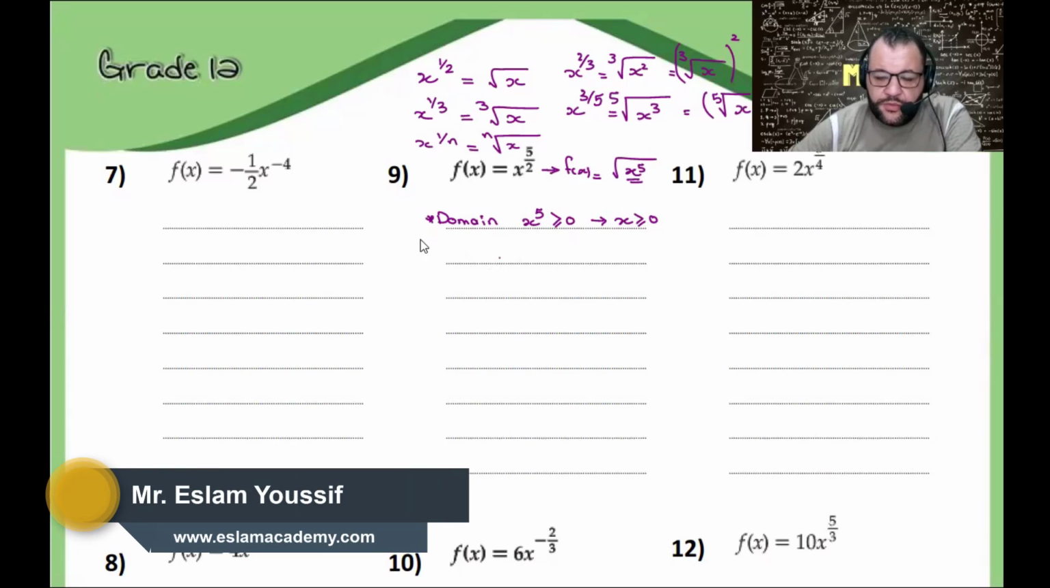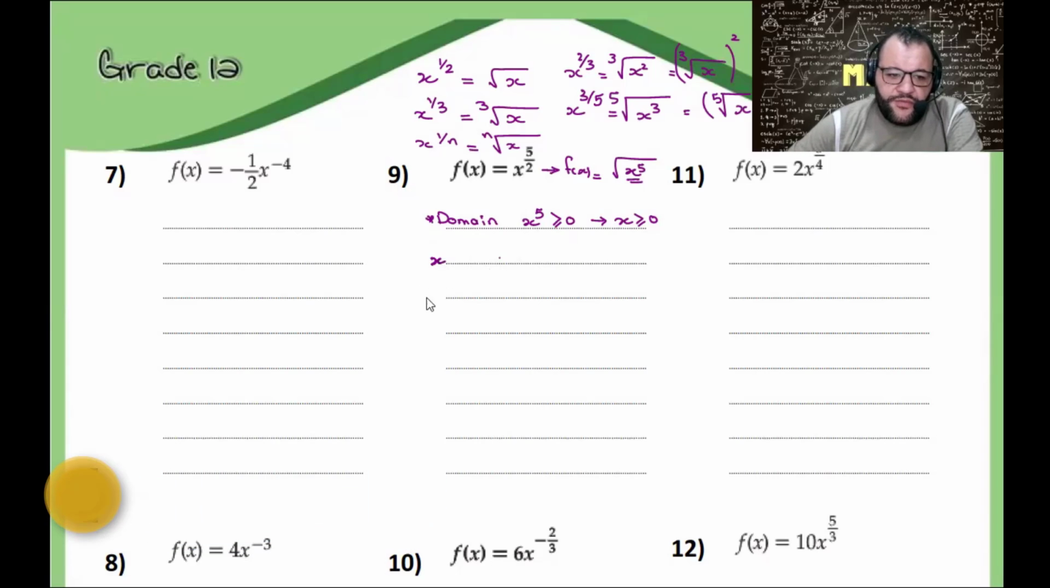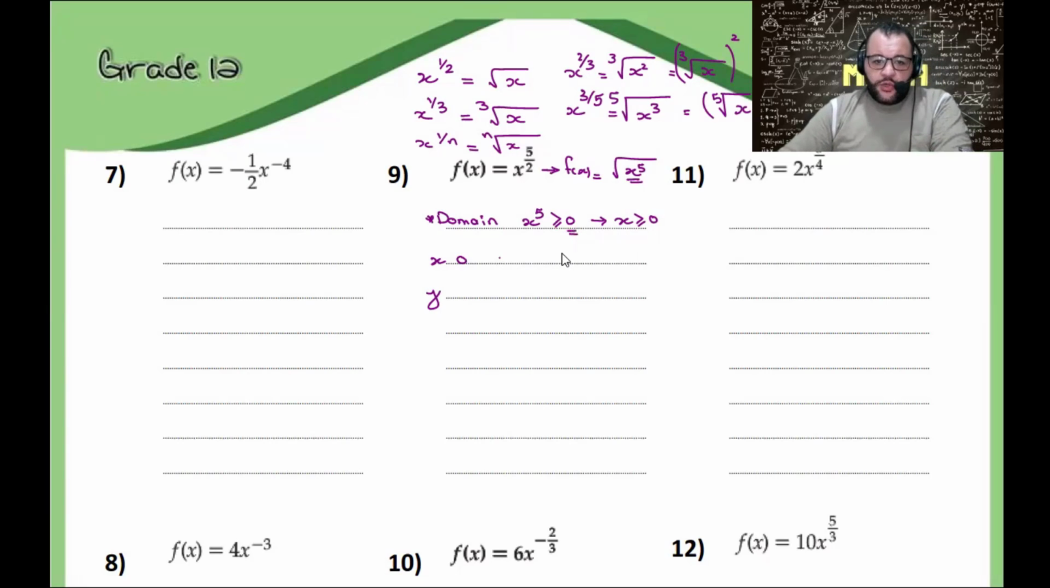The range we will find from the graph. How can we graph this one? We can choose values for x and find values for y. You can choose any values, like for example 0, because we said we will start from 0, since you can find the square root of 0. Yes. You can use 2, 3, 4.